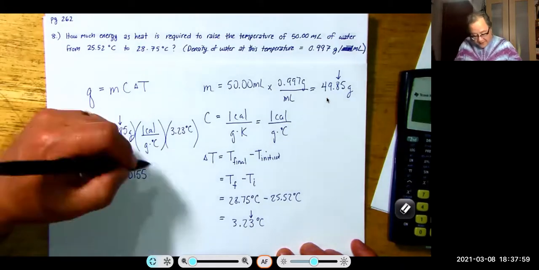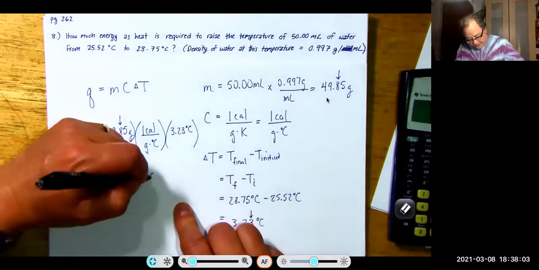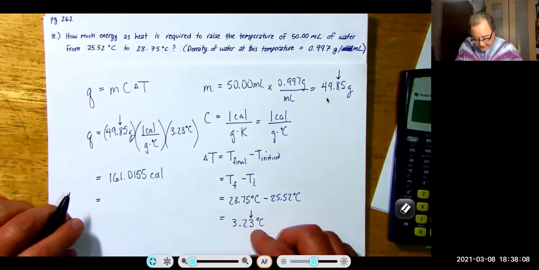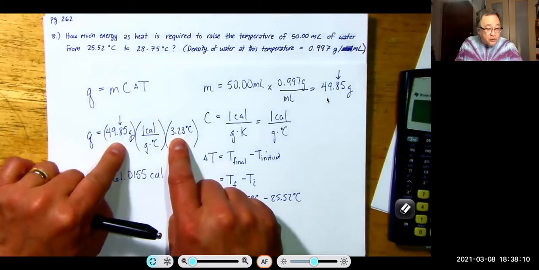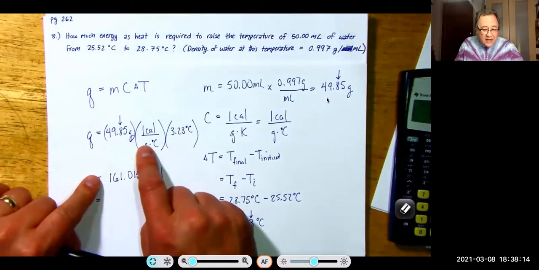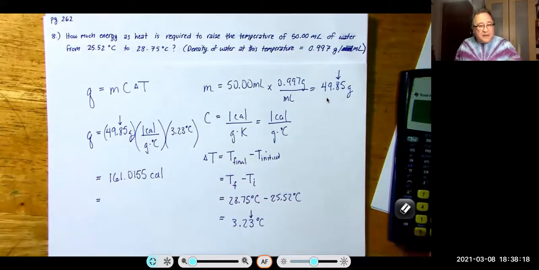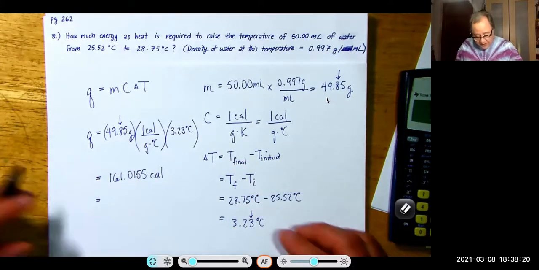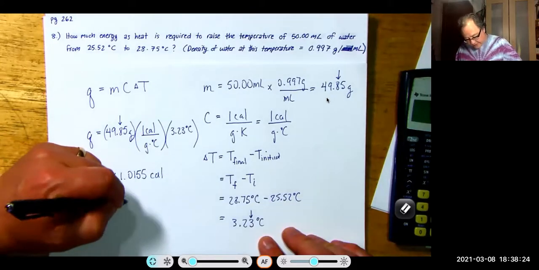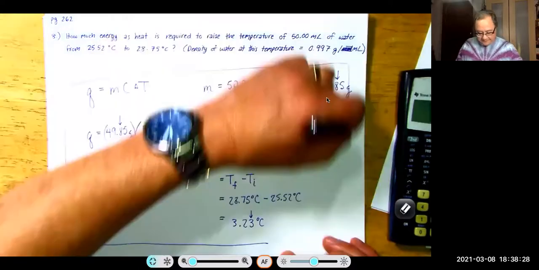So I get 161.0155, and the grams cancel, the degrees Celsius cancel, and we get calories. And we want to round to 3 significant figures because of this and this, which both should have 3 sig figs. And remember, the amount of a calorie is defined by the specific heat capacity of water, which is what this problem is about. So this is infinite. So we get 161 calories. And I'd expect to see all of this work for a problem like this.